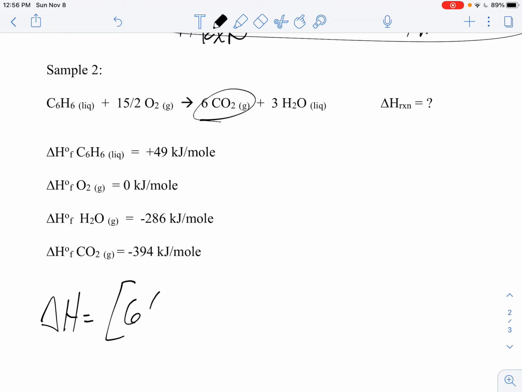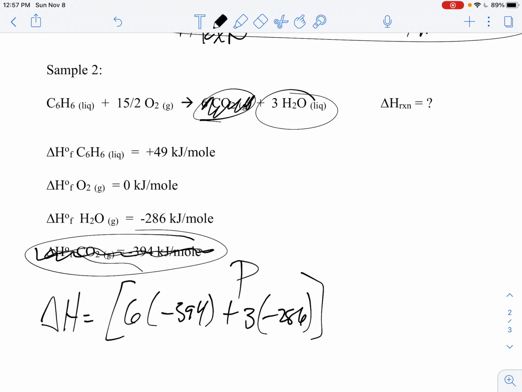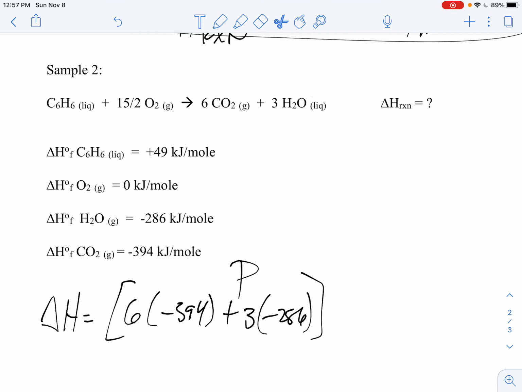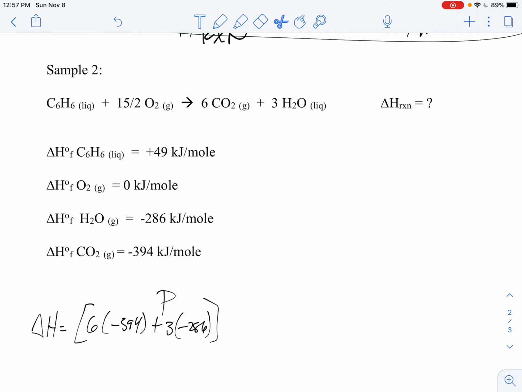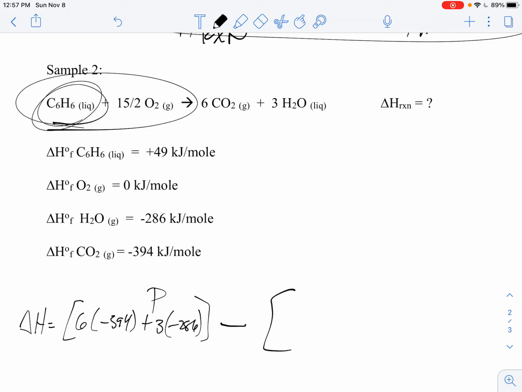Well, it's going to be equal to products, 6 carbon dioxides. So that's going to be 6 at negative 394 here. Okay, so that's my carbon dioxides. And then I'm going to need to add to that 3 waters. So that's going to be 3 at negative 286. So that's everything on my products side here. I got all that now. And then I have to subtract everything that's on the reactants side over here.